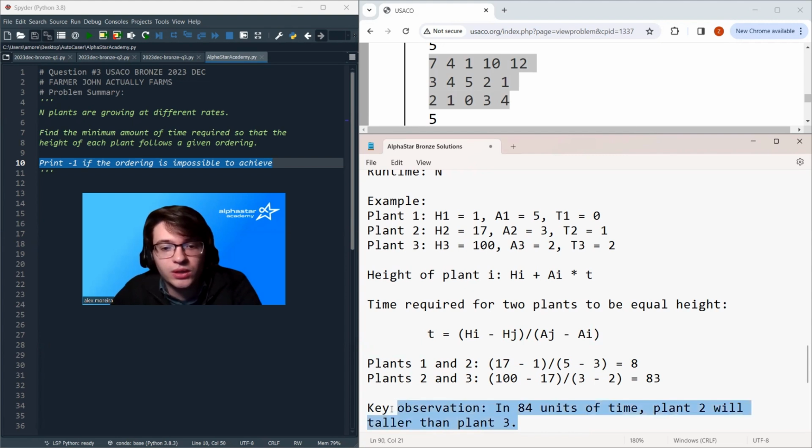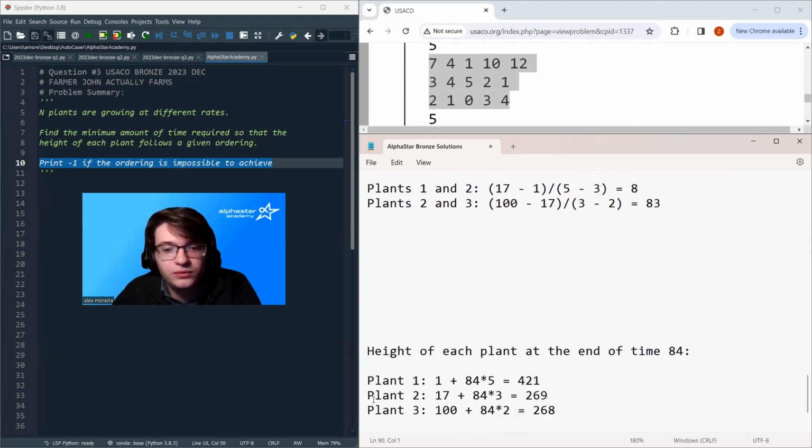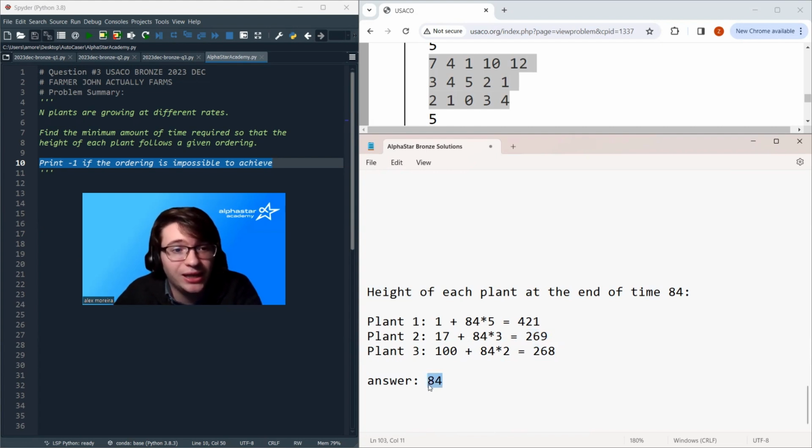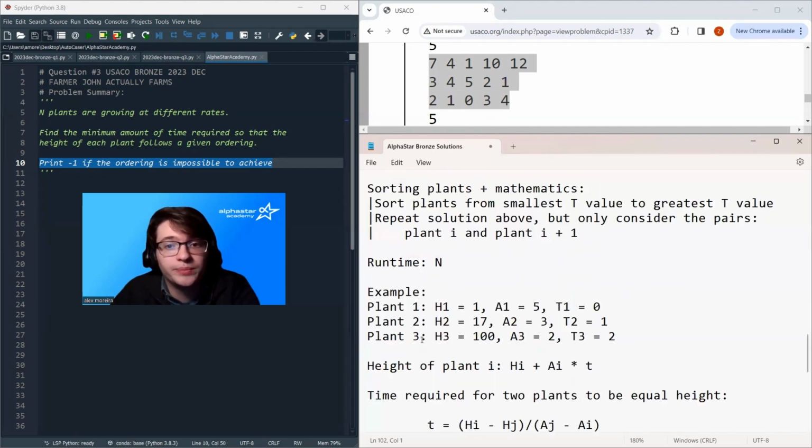All right, so let's see this for ourselves. And we can see the height of each plant at the end of time 84. Plant 1 is 421, plant 2 is 269, and plant 3 is 268. And you can see that plant 2 is just a hair taller than plant 3, right? If I decrease this by any number, we no longer have the ordering we desire, where 1 is the tallest, 2 is the second tallest, and 3 is the shortest, right? So 84 truly is the minimum value that I need in order for this ordering to be obeyed.